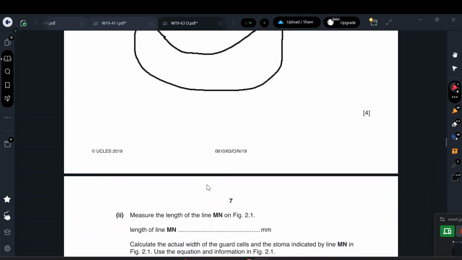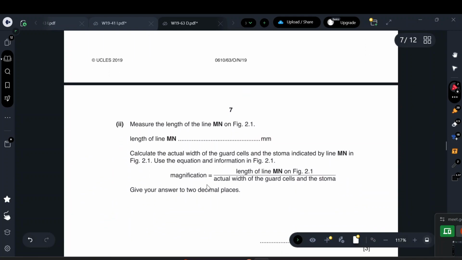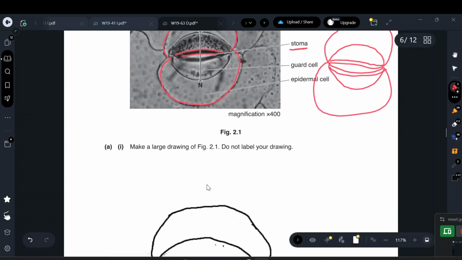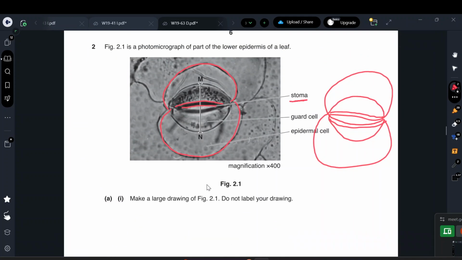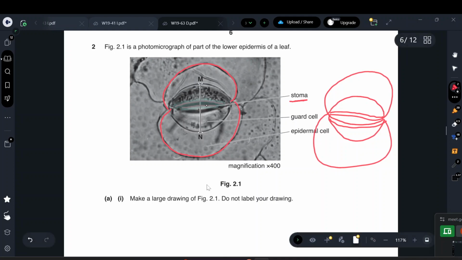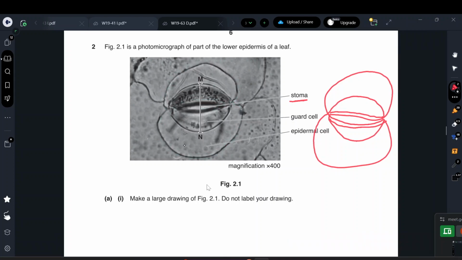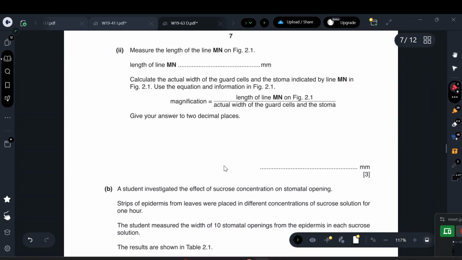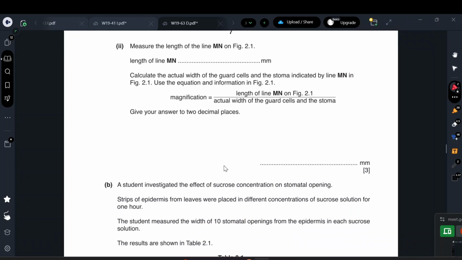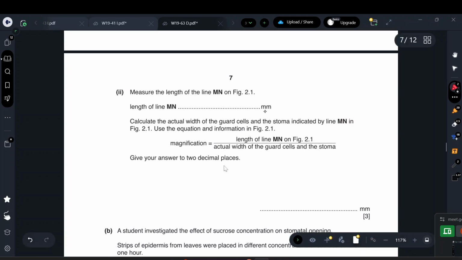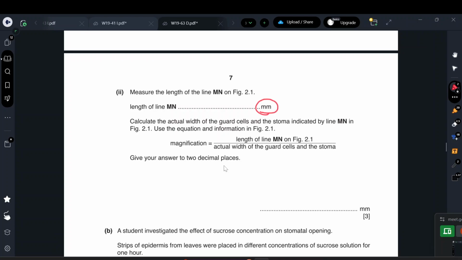Okay. Measure the length of the line MN. As we are used to, every time after the photograph, after the drawing, there is a magnification question. Measure the line MN by your ruler. It will be 3.1 centimeter, but here he gave you the millimeter, so I will multiply by 10. It will be 31 millimeter.